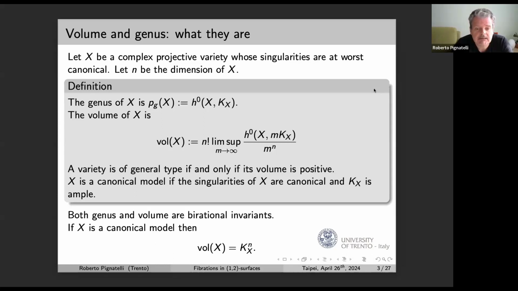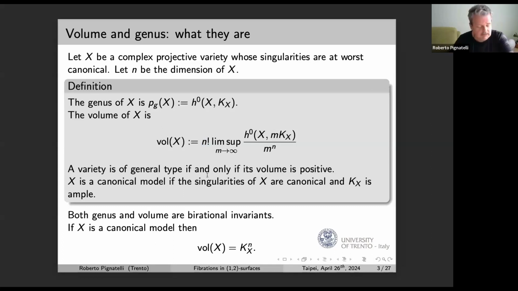You take the sequence of H0s, not of Kx, but of the multiples of Kx, and this grows for m going to infinity as a polynomial whose degree is at most the dimension of the variety. So n is the dimension of the variety. And if this ratio, divided by m to the n, is 0 if the polynomial is of smaller degree, otherwise it's positive. And then with a little correction, by n factorial, it defines the volume.